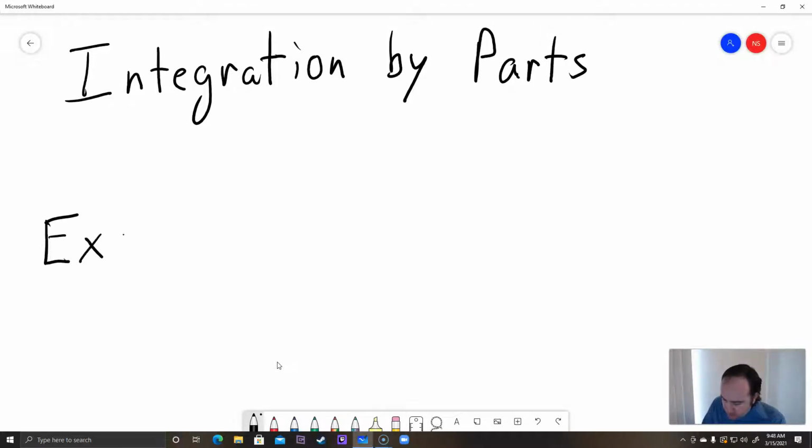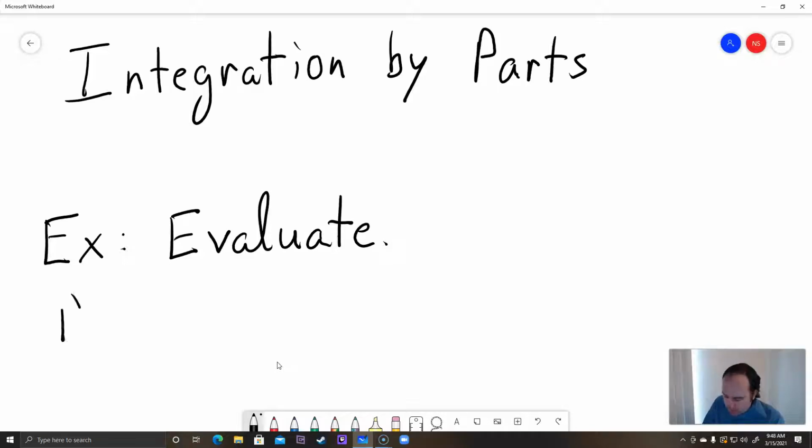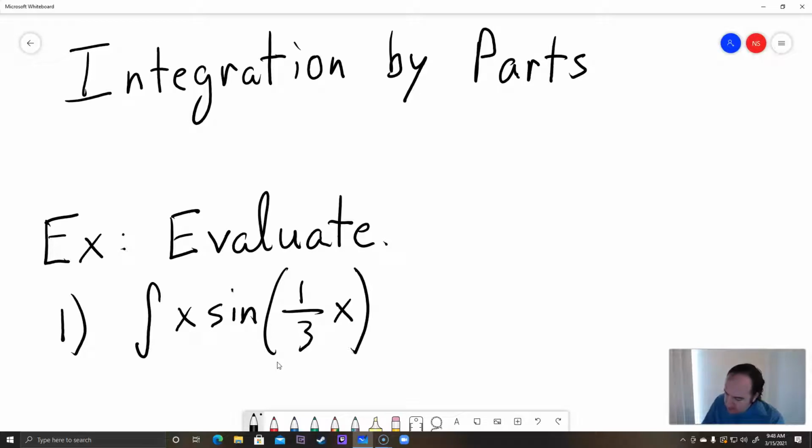Okay, so example: evaluate. For our first example, example number 1, we're going to be doing the indefinite integral of x times sine of (1/3 x) dx. So the integral of x sine of (1/3 x) dx.